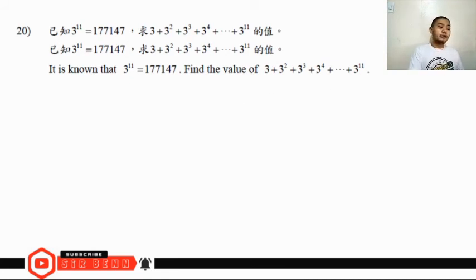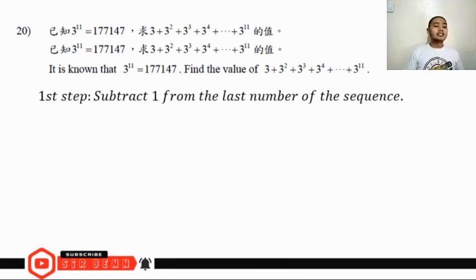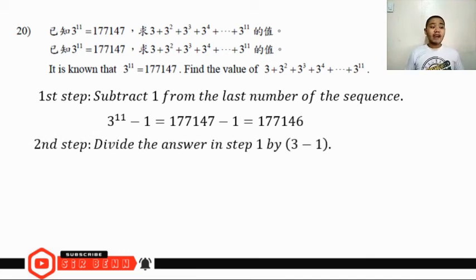So step by step. First, we're going to subtract 1 from the last number of the sequence. In that case, this will be 3 raised to 11 minus 1. The last term of the sequence is 3 raised to 11, so we're just going to subtract 1 from 3 raised to 11. We know that 3 raised to 11 is equal to 177,147. So in that case, that is 177,147 minus 1, and that will give us 177,146.